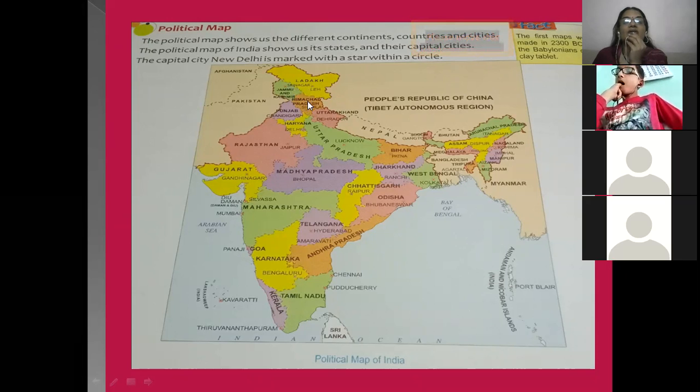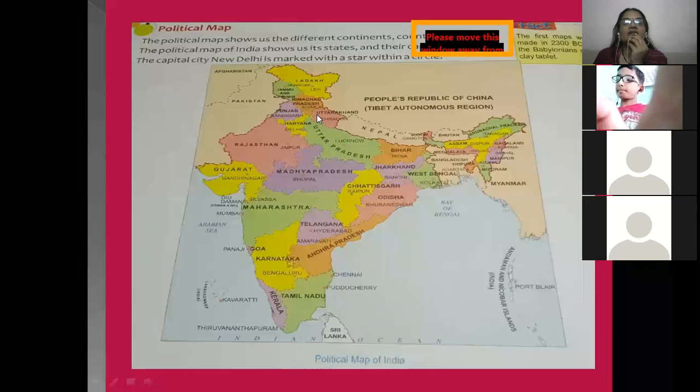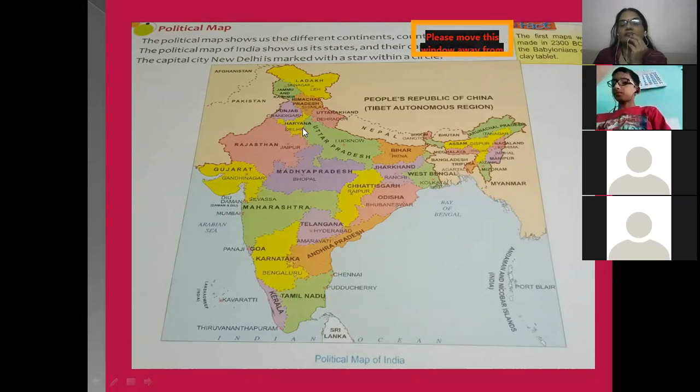Then we have Himachal Pradesh, capital is Shimla. Then we have Uttarakhand, capital is Dehradun. Then in the west part we come to Punjab, capital is Chandigarh. Haryana, again the capital is Chandigarh. Then Delhi, the capital of India.